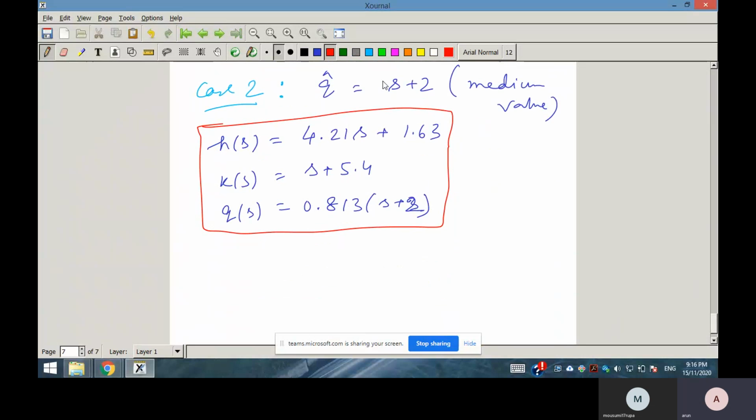Now for case 3, another case I am considering, just to see the impact of Q hat on the loop behavior and the system behavior, so that as a designer we can have some idea how to choose Q hat given a plant. So for case 3, I will choose a large value, that means Q hat equal to S plus 20. So here I will say this is a large value.